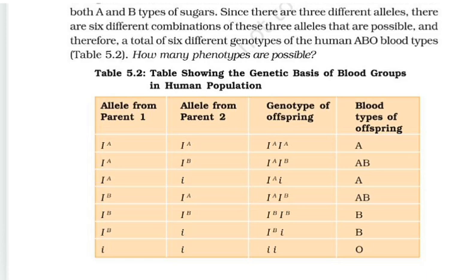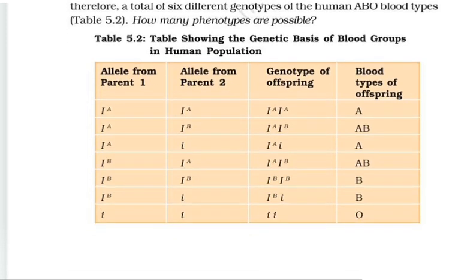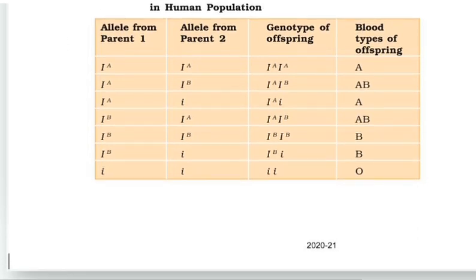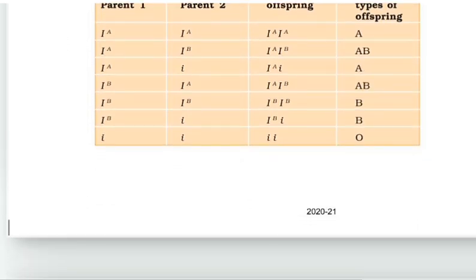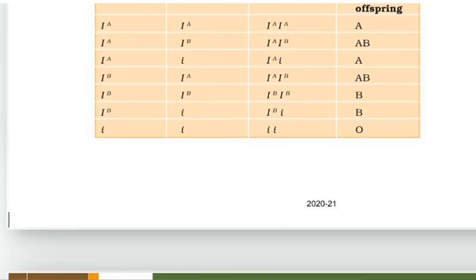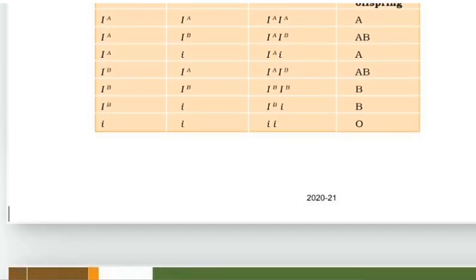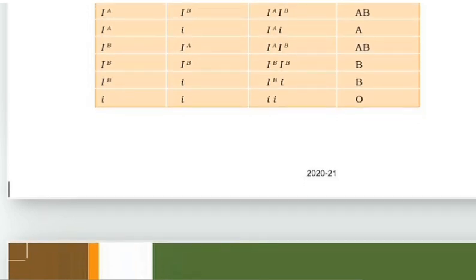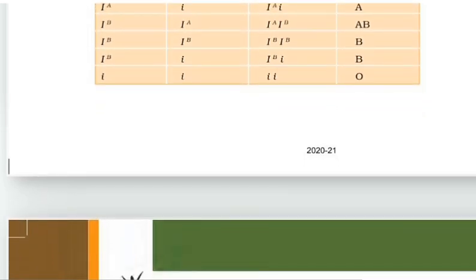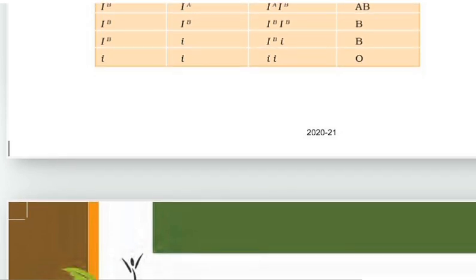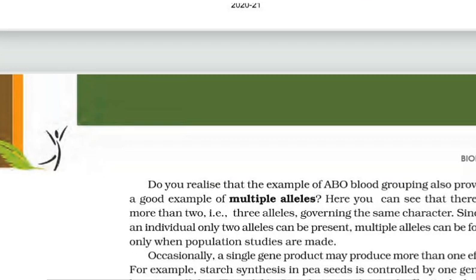ठीक है, जो टेबल दी हुई है यहाँ पर, table showing the genetic basis of blood group in human population. पहले कॉलम में allele from parent 1, दूसरे में allele from parent 2, तीसरे कॉलम में genotype of offspring, blood type of offspring. सो जब IA parent 1 है और IA parent 2 है तो genotype होगा offspring का IA IA, blood type of offspring है A. जब IA और IB होगा तो IA IB होगा genotype offspring का, और blood type AB. जब IA होगा और small i होगा तो IA i genotype होगा और blood group होगा A.